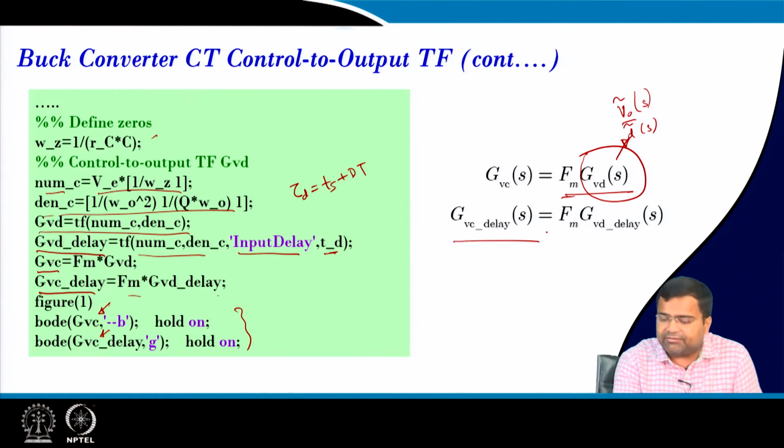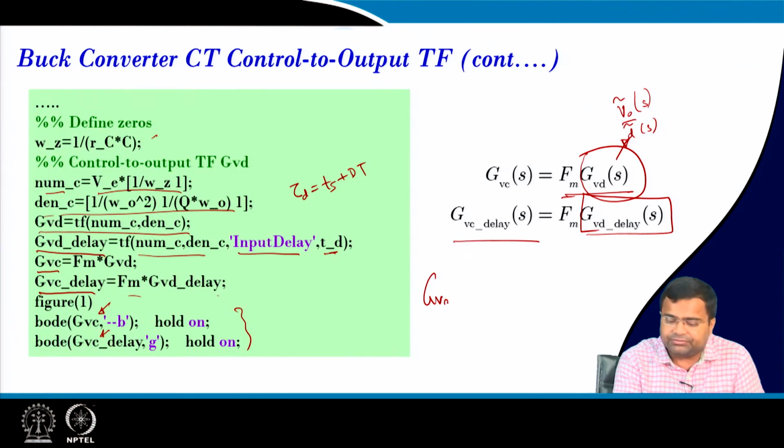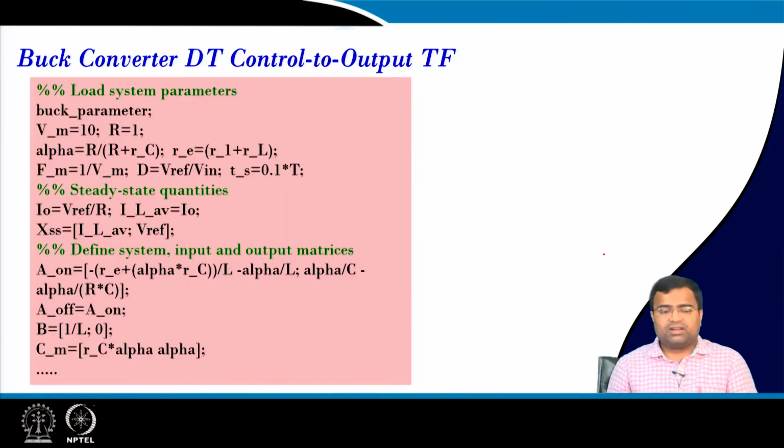This is our delayed version, everything is the same, only this comes with an additional delay, that means our GVD delay, which is nothing but GVD times e to the power minus s tau d. Next, we are looking at the buck converter discrete time control to output transformation.